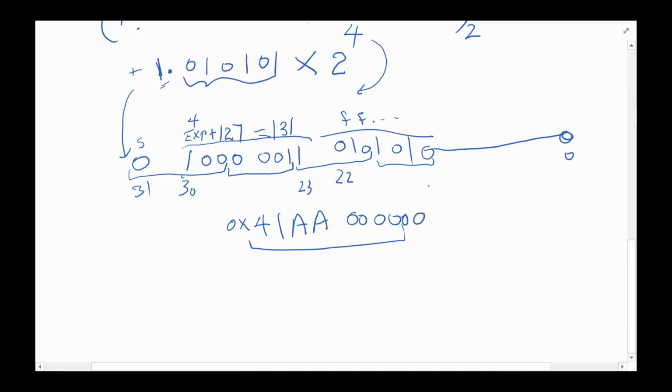Because it's got to be 4 bytes, so maybe I went too much. Here is 1, 2, 3, 4. Actually, it was fine. Didn't need this last one. So here's my 4 bytes of single floating point.